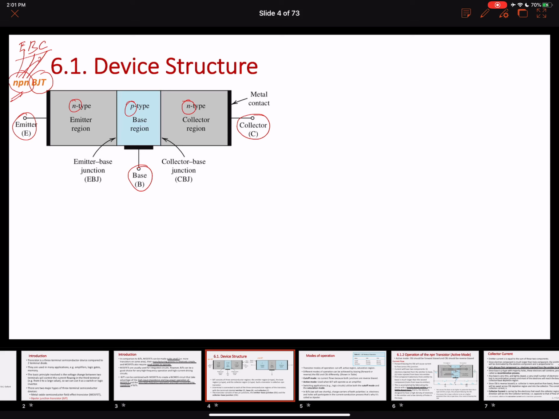Okay, now another thing that you will realize from here is that in order to give signals in or out, we also have these contact pads, right? Metal contact pads with all three terminals.